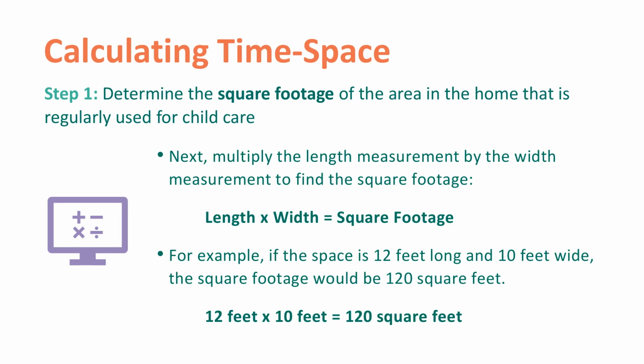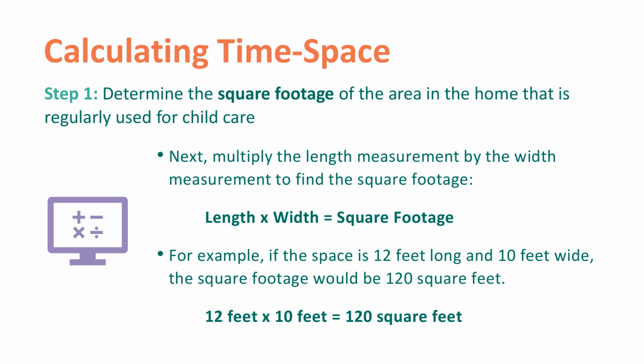Next, multiply the length measurement by the width measurement to find your square footage. Length times width equals square footage. For example, if your space is 12 feet long and 10 feet wide, your square footage would be 120 square feet. 12 feet times 10 feet equals 120 square feet.